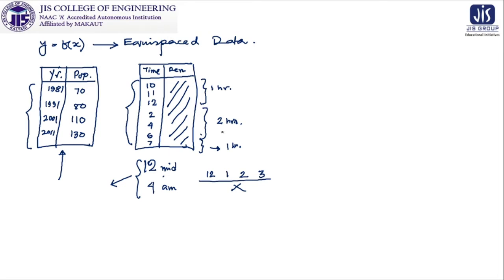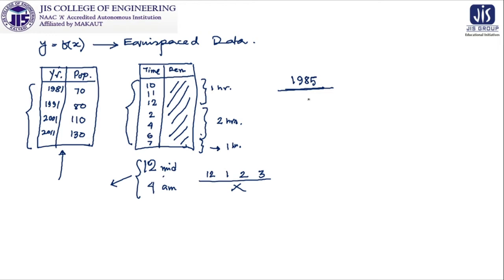But in these two cases, if it is important to know for any reason what the population is in the year 1985, obviously it is not possible for us to say it exactly, because we have not collected the data in the year 1985.